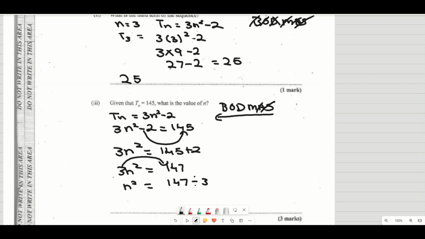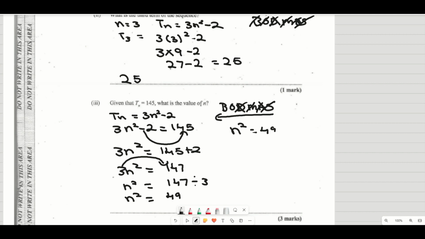Let's just divide that. 147 divided by 3 is equal to, I believe, 49, but let me just check. 147 divided by 3. Yes, it is equal to 49. So n squared is equal to 49. We do not want to find n squared, we want to find n. Now, we are going to carry across the square root sign over the equal sign, which is your power. There was multiplication, there was no division.